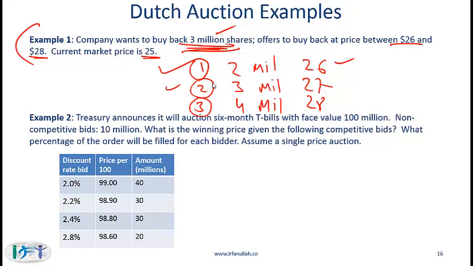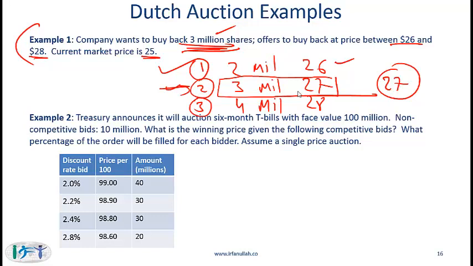What will happen over here, if we have a single price auction, is that the price will be set at 27, because only at a price of 27 will the company be able to buy back 3 million shares. But at a price of 27, only one third of this particular request will be filled. So if we have a particular bidder who's saying that he will sell back 3 million shares, of those 3 million shares, the company will only buy back 1 million. Whereas the bidder who said that he will sell back 2 million shares will be able to sell all 2 million shares to the company. This is an example of a single price Dutch auction.